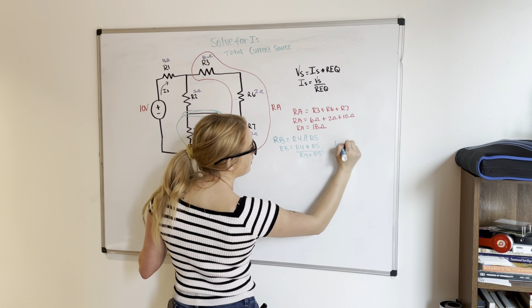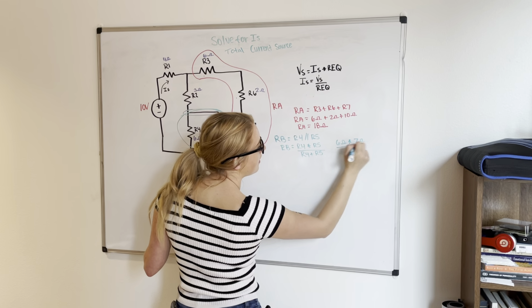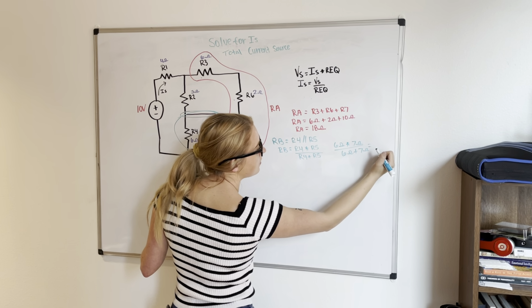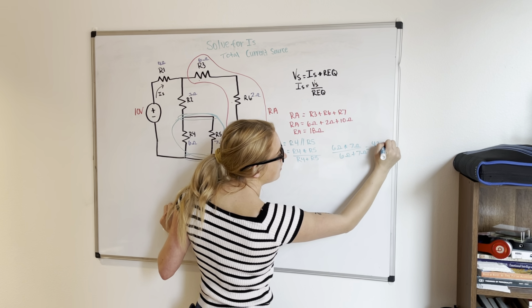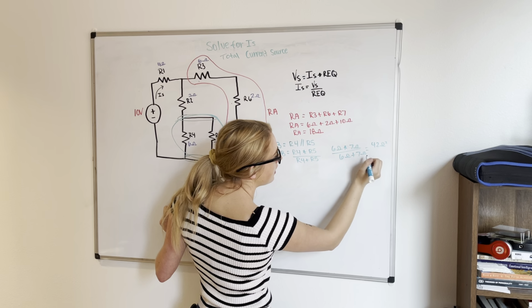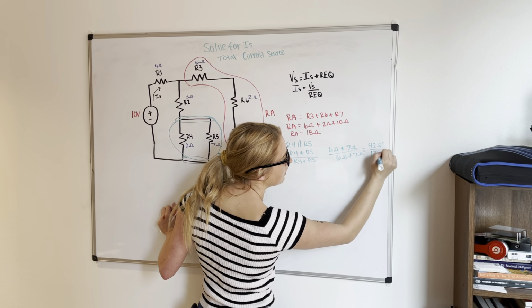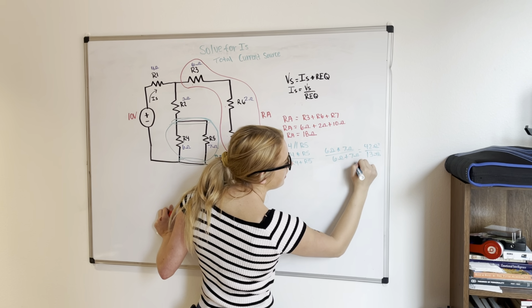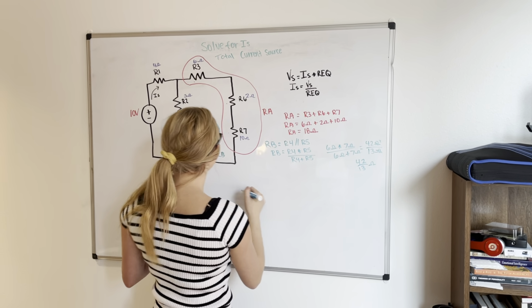So 6 ohms times 7 ohms divided by 6 ohms plus 7 ohms is equal to, so 6 times 7 is 42 ohms squared divided by 13 ohms, and then just cancel out all the ohms. It's going to be 42 over 13 ohms.